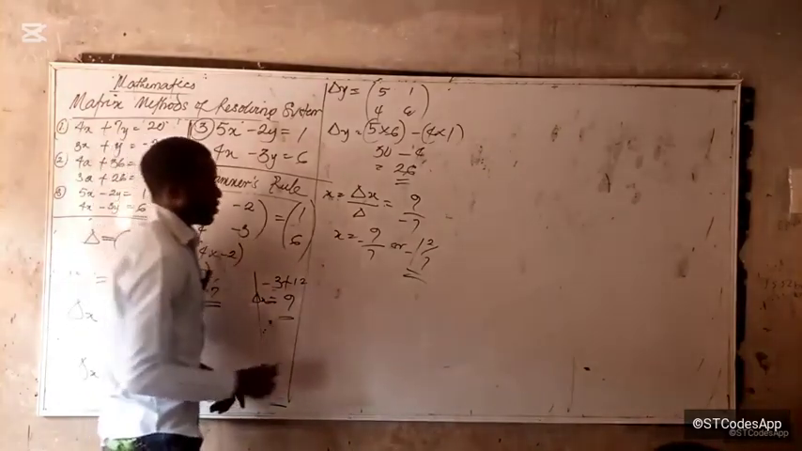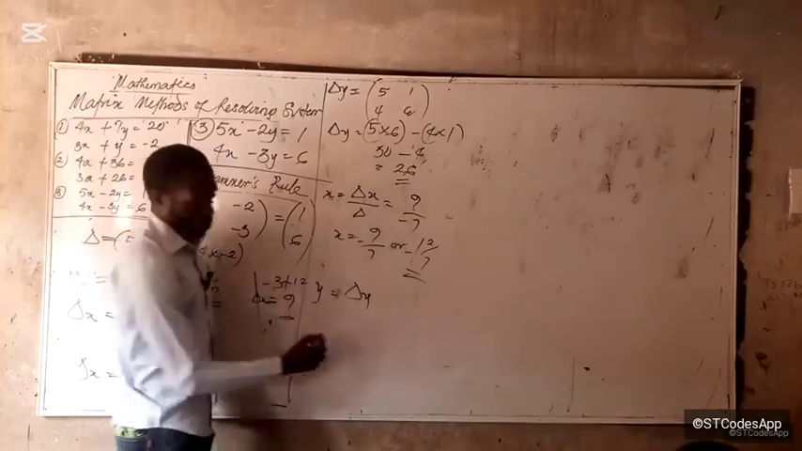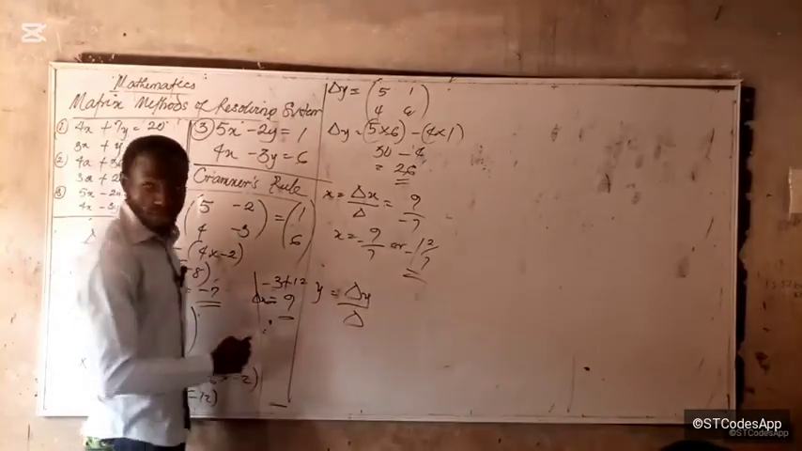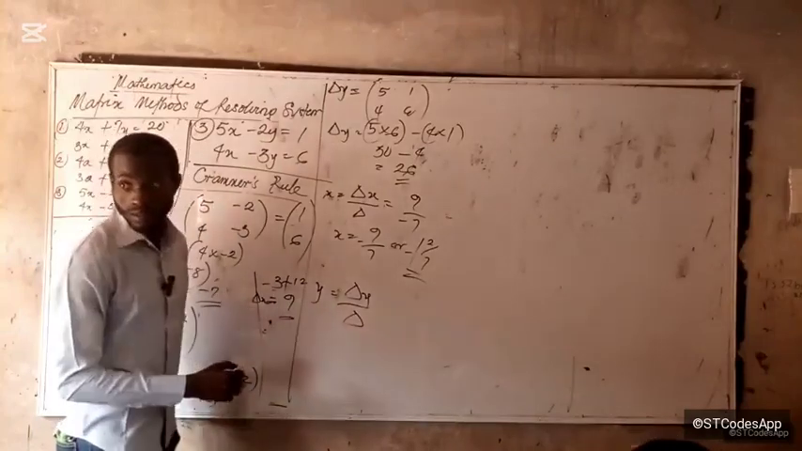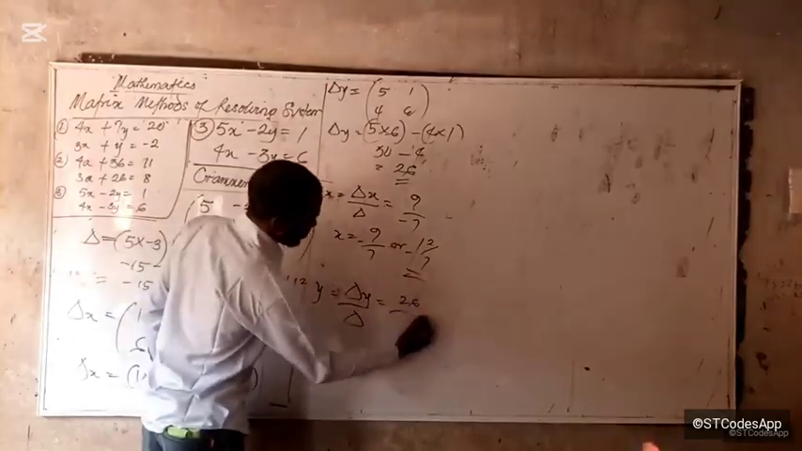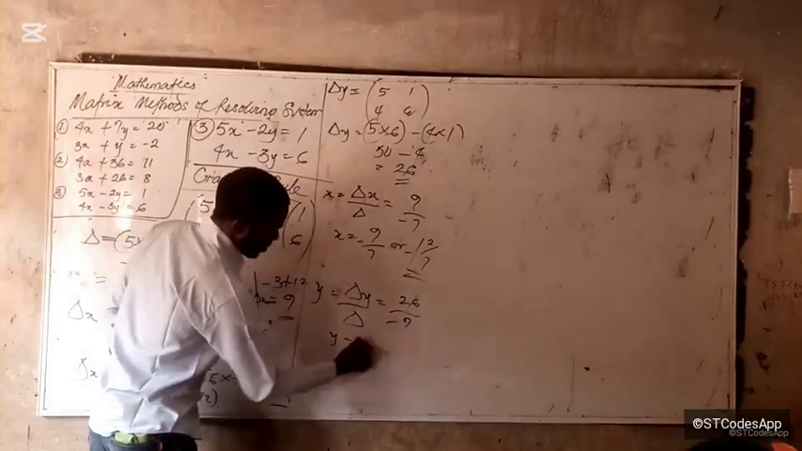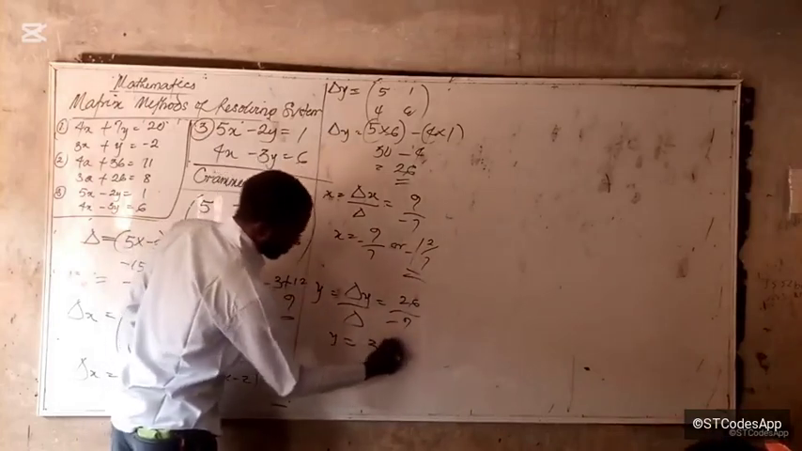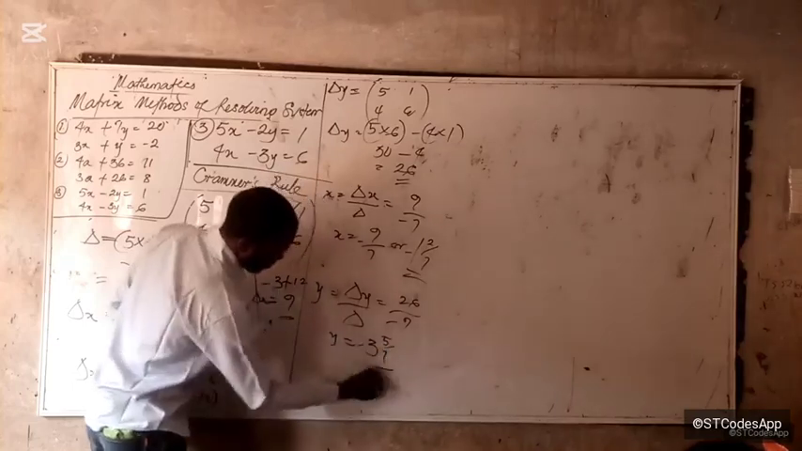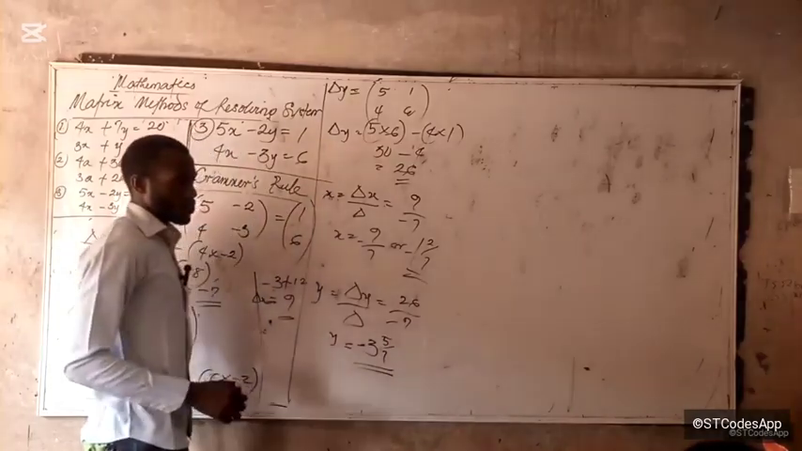You understand? All right. Then y equals delta y over delta. What's delta y? 26 over minus 7. So that becomes y equal to, 7 into 26, 3 remainder 5 over 7. So put minus, right? All right. Was this what you got?